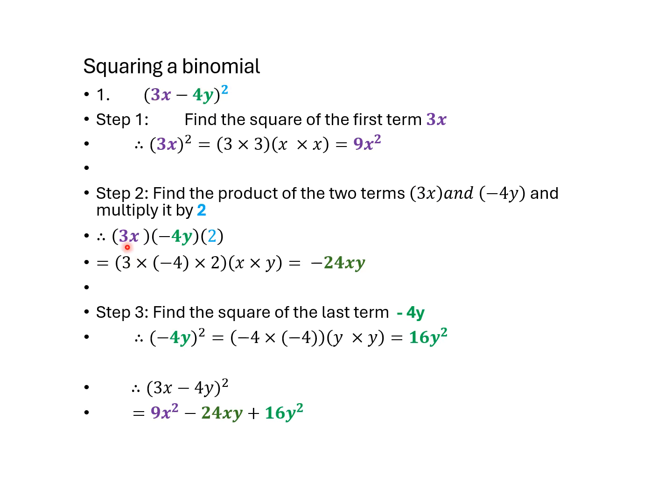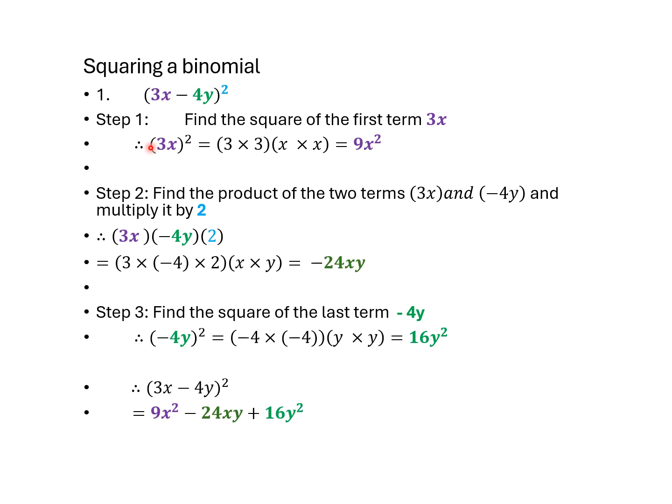So they have written it out for you, 3x times negative 4y times 2. Alright, so 3 times negative 4 times 2. Then I have x times y. So 3 times negative 4 gives me negative 12. Negative 12 times 2 would give me negative 24xy. Alright, there's negative 24xy.